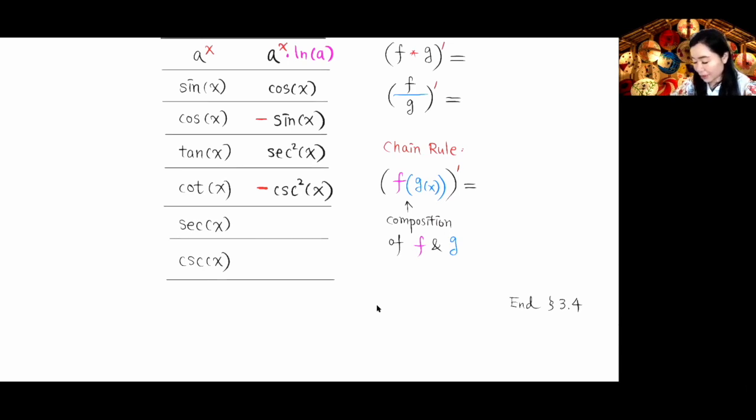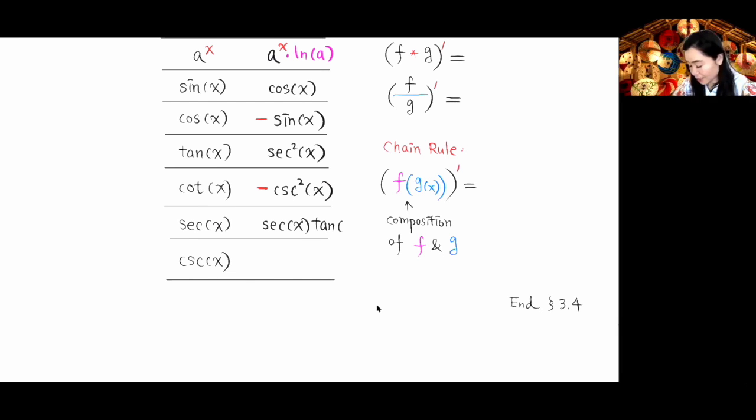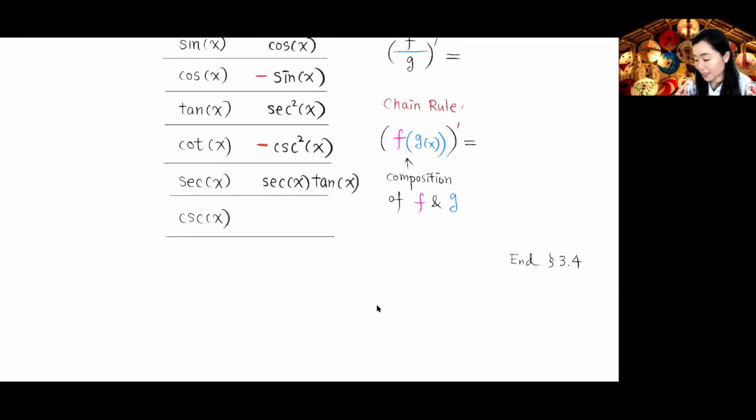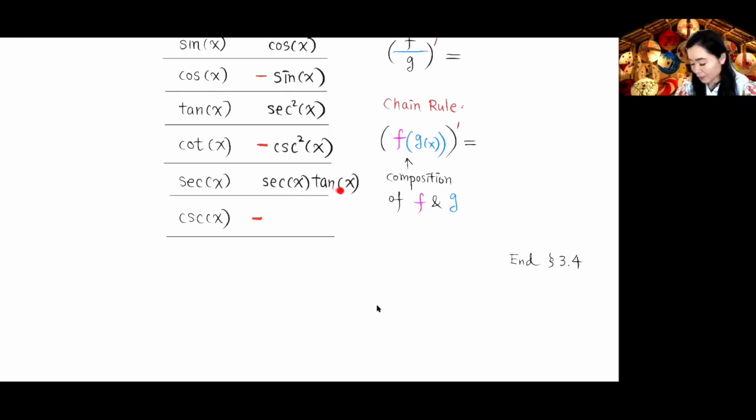What about the derivative of secant of x? Secant x times tangent x. Good job. Remember our SST trick, right? And the derivative of cosecant x, we have a negative sign in front. Think about the cofunction: cosecant times cotangent. So negative cosecant x cotangent x. Try to remember this.